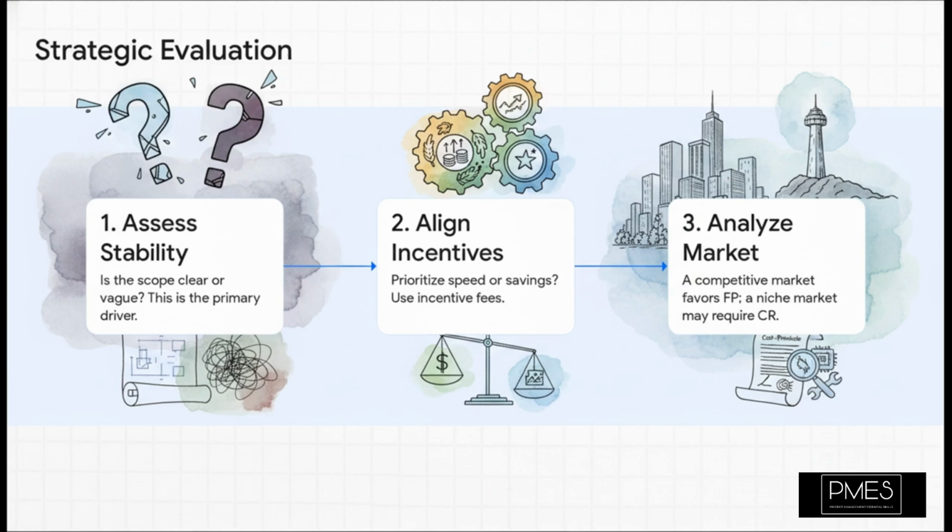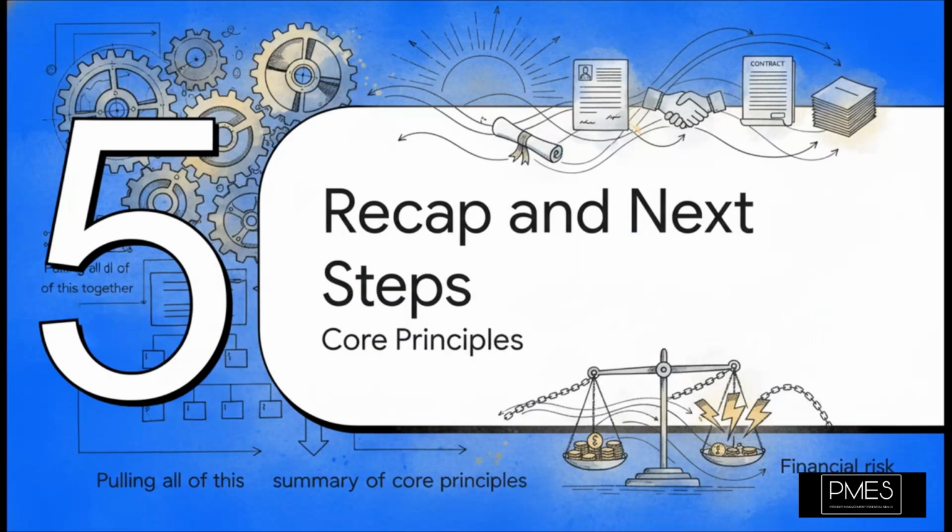Second, you define your incentive alignment. What do you care about most? Speed? Savings? Use an incentive fee to make sure the seller's goals line up with your goals. And third, you analyze the market. If there's a ton of competition, you can probably push for a fixed price deal. But if you need a niche expert, you might have to offer a cost reimbursable contract to even get them to the table.